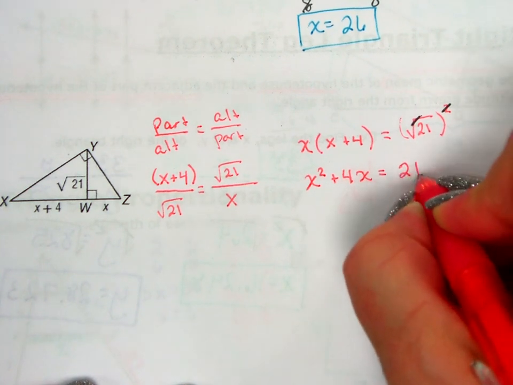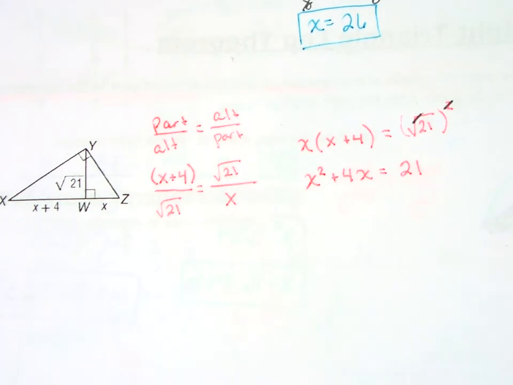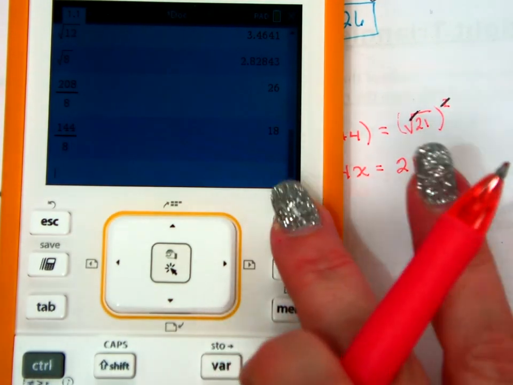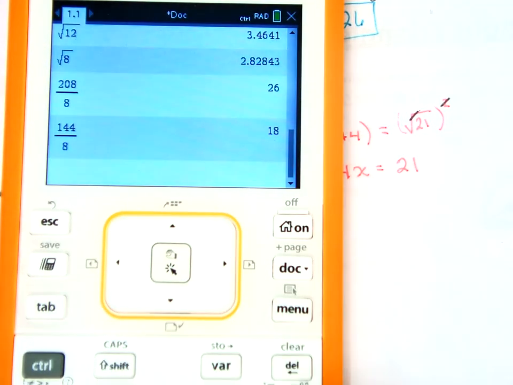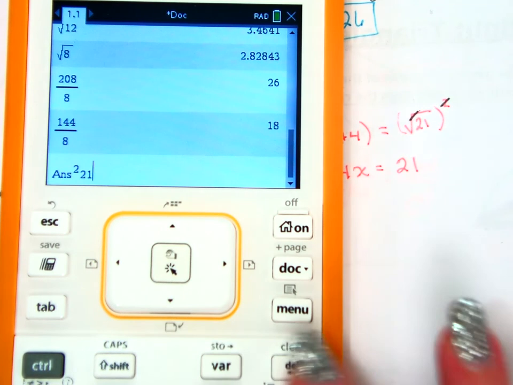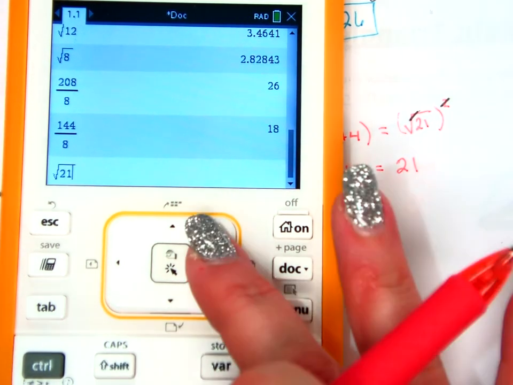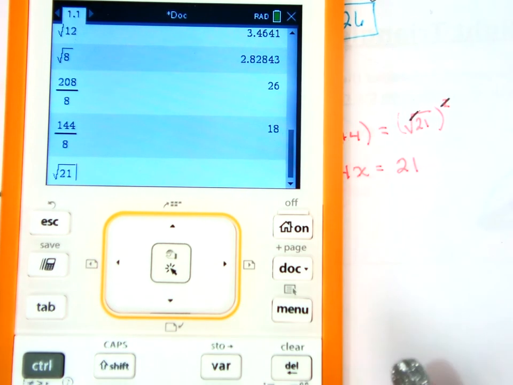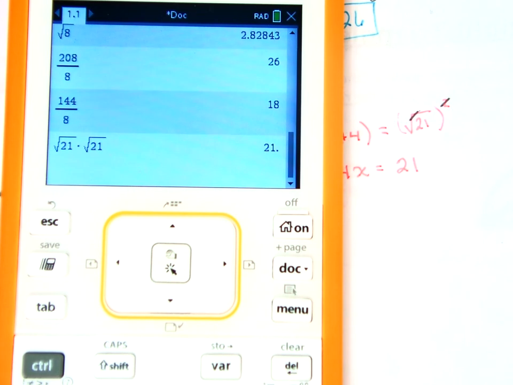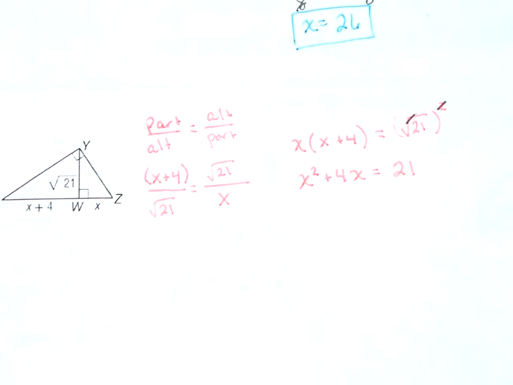and x times 4 equals just 21. If you're not sure about that, you can always go to your calculator and do the square root of 21. Oops, I didn't hit square root. The square root of 21, you have to arrow out of the square root, times the square root of 21. You just get 21. Because when you square a square root, they cancel out. All right.